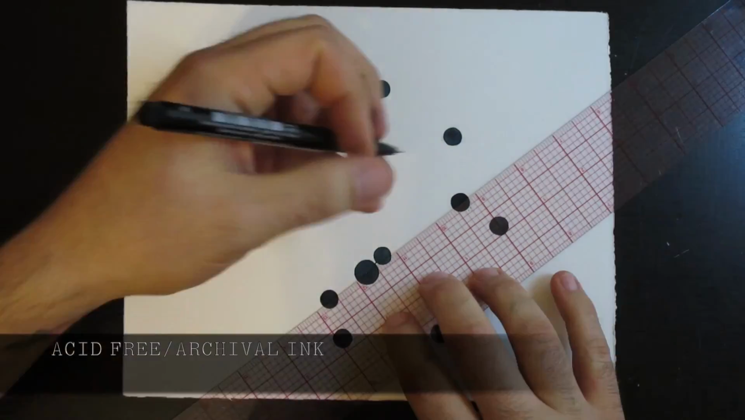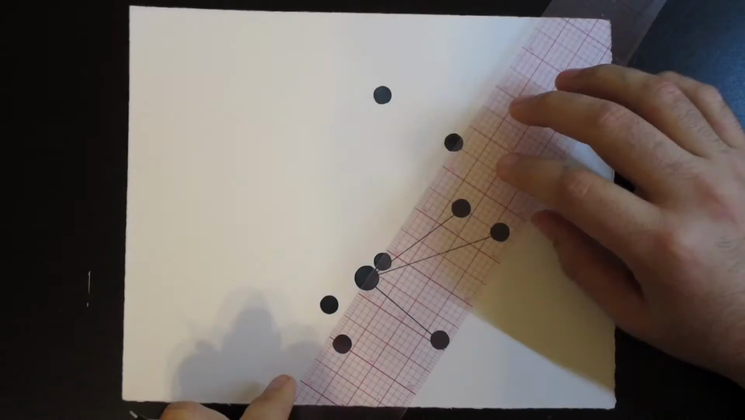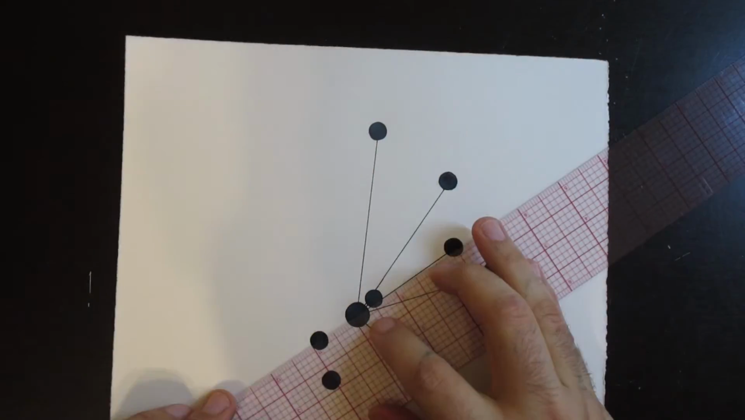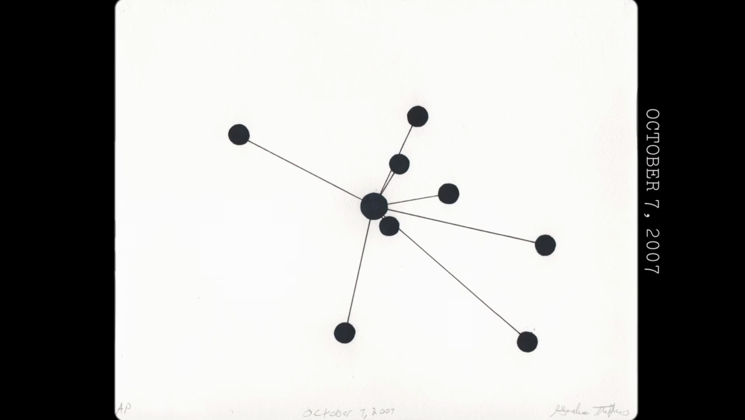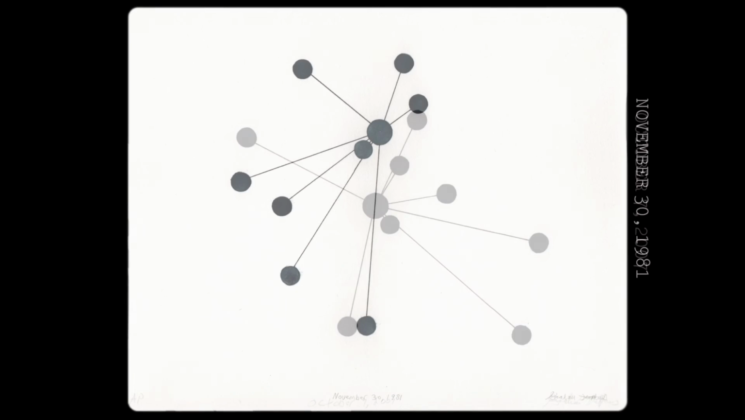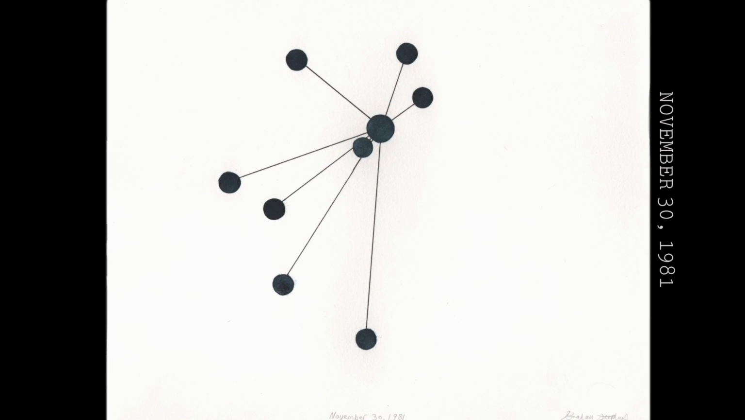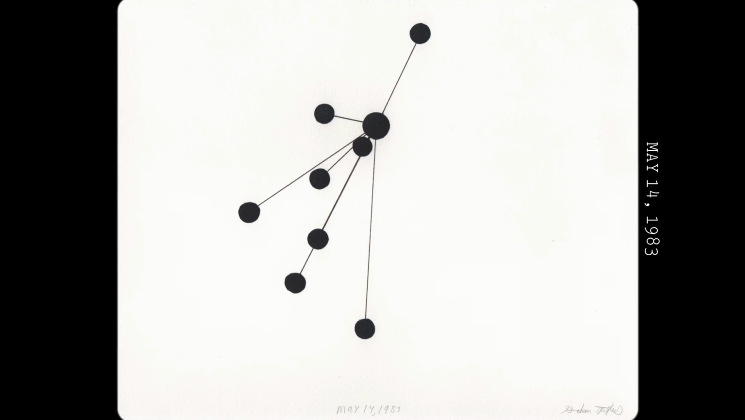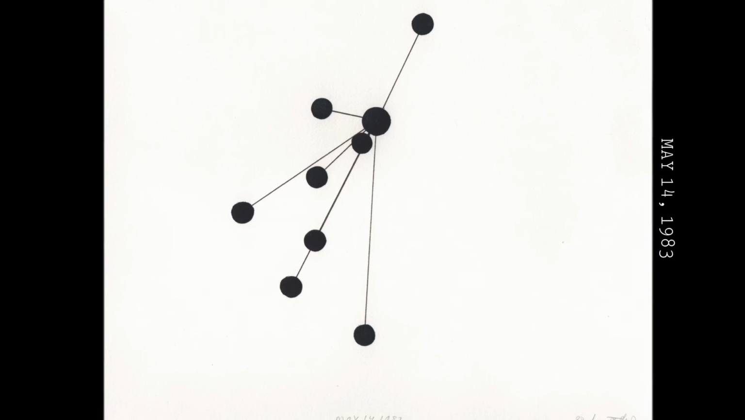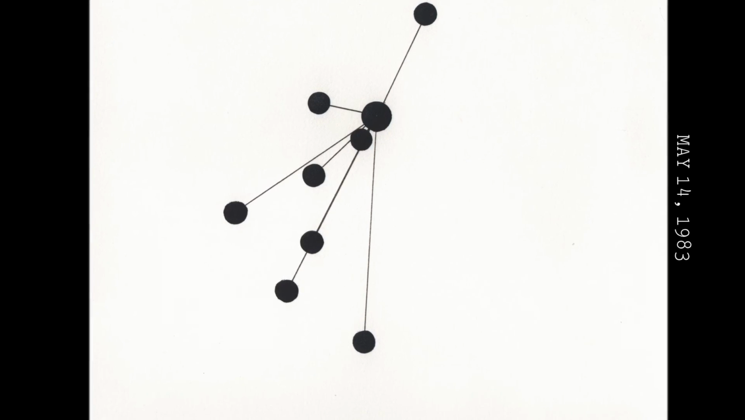And then the final step of this print is to add the lines from the sun to each planet. And here's the final print. So this one's October 7th, 2007. Here's another one, November 30th, 1981. And the final one is May 14th, 1983. And so using this program, I can then go through and pick any date that I want and create a new print based on that date.